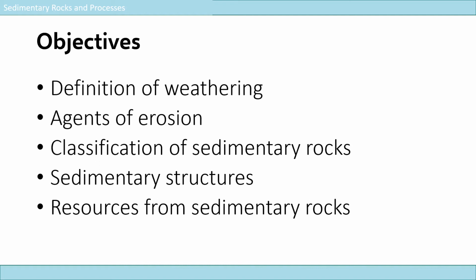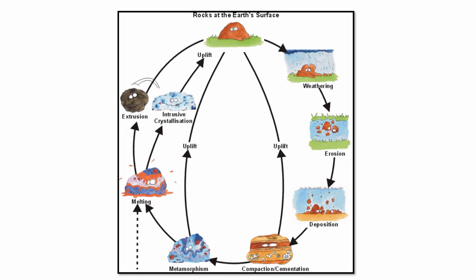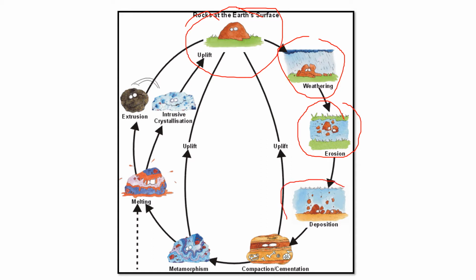So the objective of this lecture is to define weathering, what are the agents of erosion, classify sedimentary rocks in a separate lecture. Then we're going to talk about sedimentary structures and perhaps resources from sedimentary rocks. So from here, we can see that you have a pre-existing rock that is weathered, then eroded, which is taken out from its original position, transported and deposited in a different environment, and then eventually it will be compacted and cemented to form your sedimentary rocks.